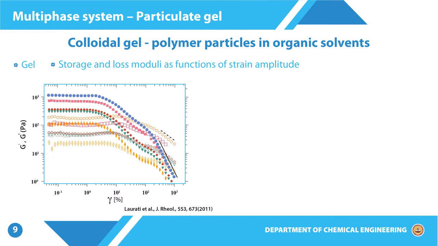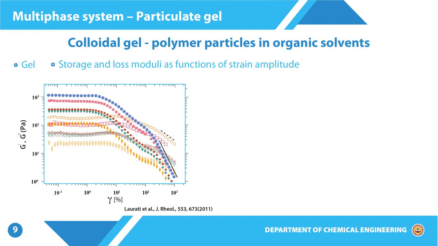survey of materials, let us look at a colloidal gel system, and in this case again we have polymer particles which are in an organic solvent, and since this is again a percolated particle system, the overall response is gel like, which implies that both G prime and G double prime would be relatively independent of frequency, and both of them will be significantly higher, G prime being higher than G double prime. And so, in this case also what is being shown is storage and loss modulus as a function of strain amplitude, and what we can see is up to a certain strain amplitude both G prime and G double prime are constant, implying that this is the linear range.